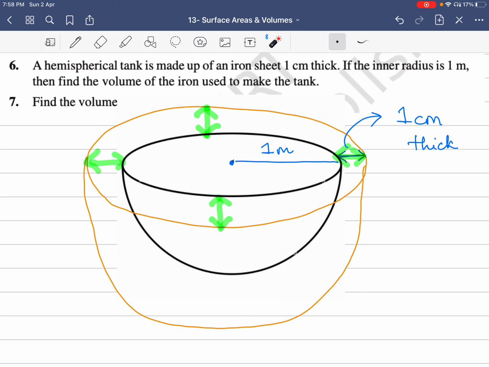Right now let's represent whatever information is given in the question in our diagram. So this is our inner radius, 1 meter. Then find the volume of the iron used to make the tank. This is our huge, whole big tank. We have to find the volume of this 1 centimeter thick part, the part given in orange. So first of all, let's think how we are going to find the volume of this orange part. It's quite simple.